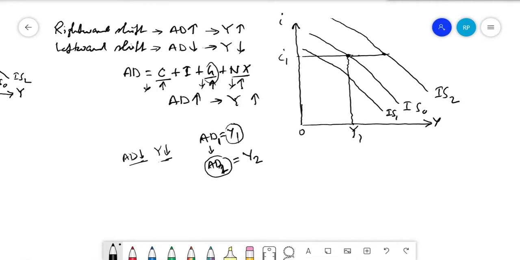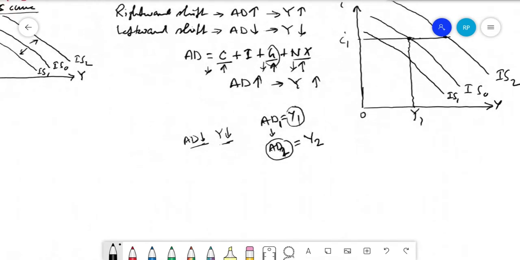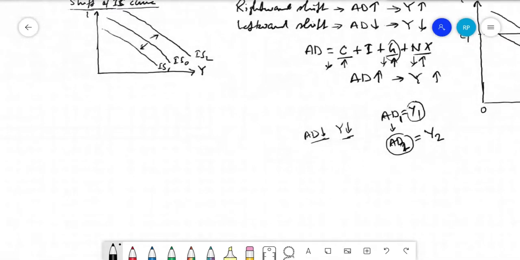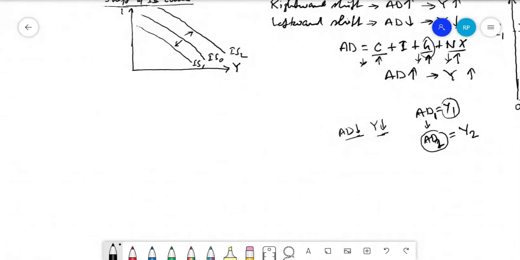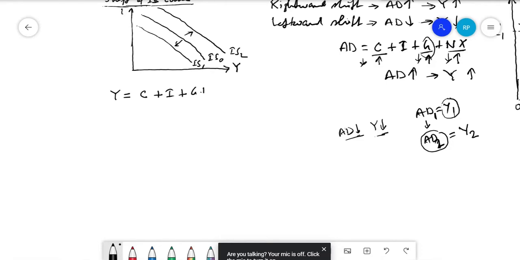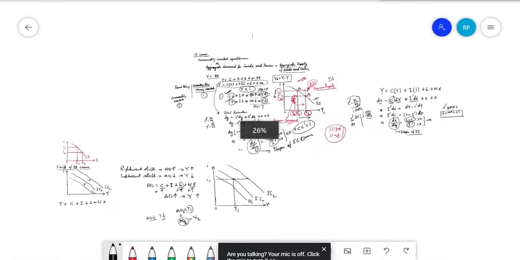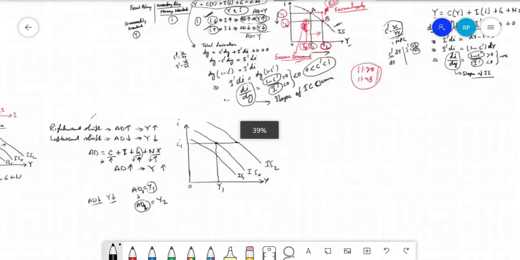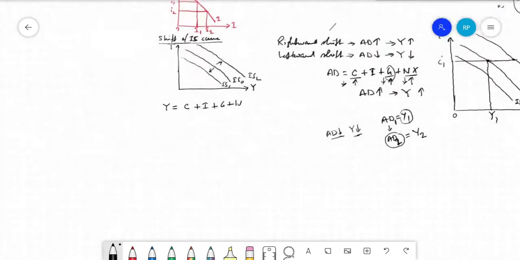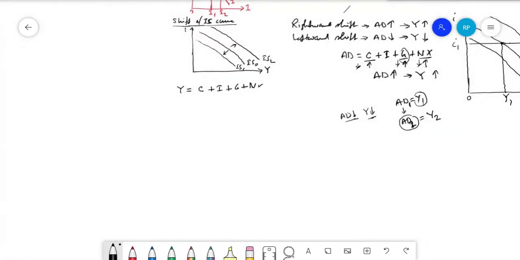Okay. Now, if you are getting this, then you can relate it with the IS curve and fiscal policy. How can you relate? So just come back here. At equilibrium, you have already written that Y equals C plus I plus G plus NX, which we have already discussed. In this equation, net exports I'm writing as NX. And just a little bit, first I'm connecting with fiscal policy.